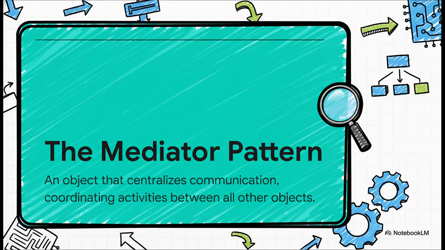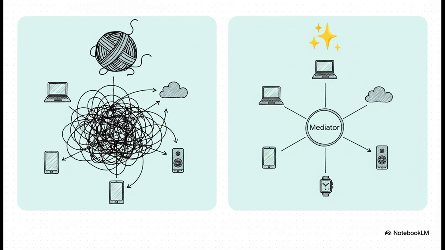Instead of that tangled web, we introduce a central hub, a coordinator. Think of it like an air traffic controller. This single object, the mediator, is in charge of everything. All the individual devices, which we call colleagues, they stop talking to each other. They only talk to the mediator. The difference is, well, it's night and day.